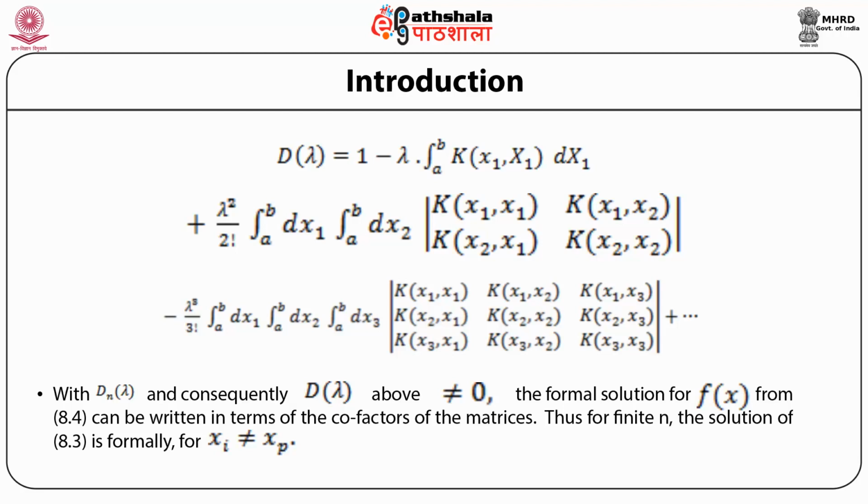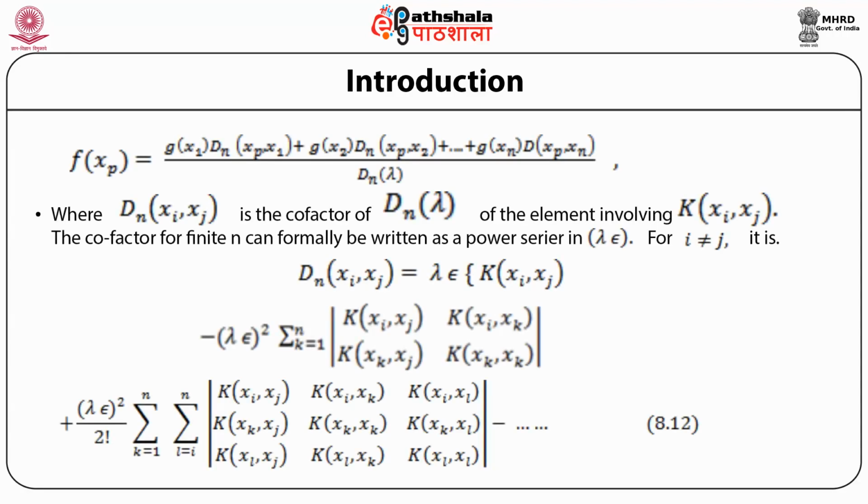Thus, for a finite n, the solution is formally, for x_i not equal to x_p, f(x_p) equal to g(x1) multiplied by the determinant D_n of (x_p, x_1), plus g(x2) multiplied by the determinant D_n of (x_p, x_2), and so on and so forth till you reach the term g(x_n) multiplied by the determinant of (x_p, x_n), the whole thing divided by the determinant D_n, a function of lambda, where the determinants D_n(x_i, x_j) are cofactors of the determinant D_n of lambda and involve the elements K(x_i, x_j).